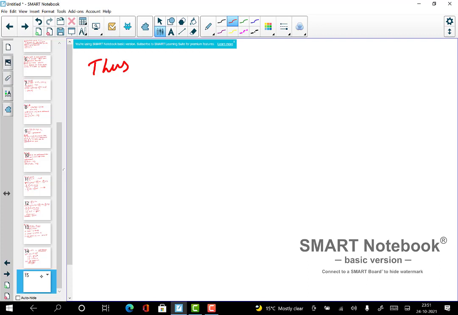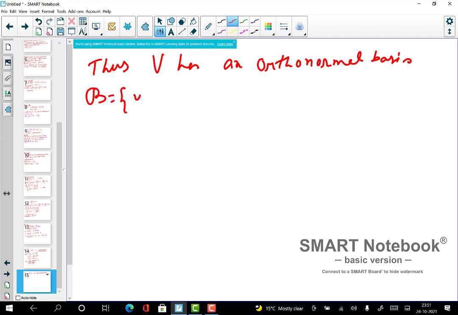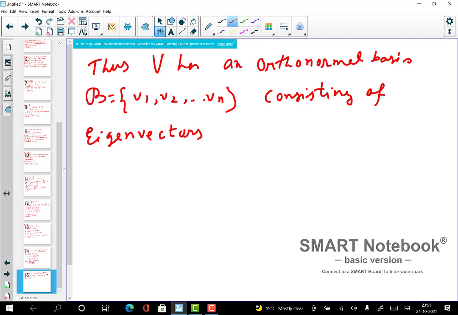So in any case, you always have that V has an orthonormal basis, and so let's say this is B of the form V1, V2, ..., Vn, consisting of eigenvectors of that U, right? So U is the self-adjoint operator, so you will have an orthogonal basis whose elements are eigenvectors of U, right? So what does that mean?